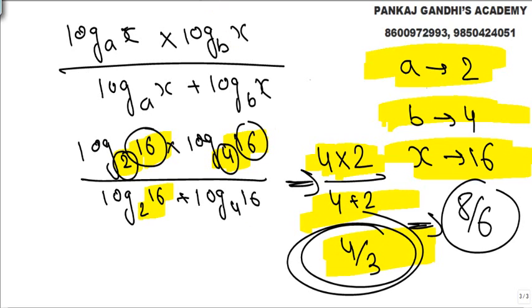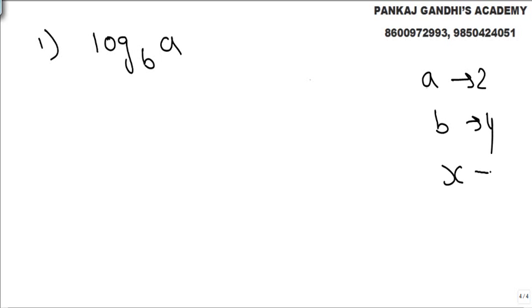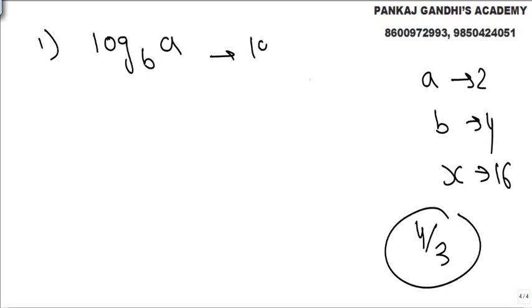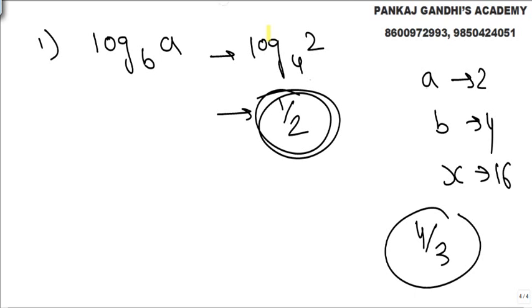Now which answer option gives this answer? I have taken a as 2, b as 4 and x as 16. See which answer option gives it. Answer option 1 says log to the base b of a. We have taken a as 2, b as 4 and x as 16 and our answer is coming 4 by 3. Check it here. Log to the base 4 of 2 will give me 1 by 2, 4 raised to half. So no, this will not be the answer.